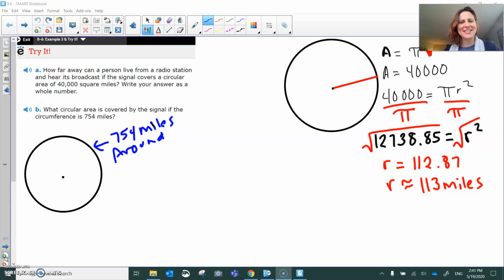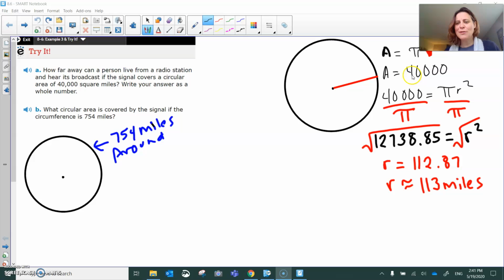Hello, I'm going to try this again. This is 8.6 example 3 that I got wrong at the end of that last video. I just wanted to let you know that the reason why I thought I might be wrong is because the area I got for this circle was so much smaller than this area.